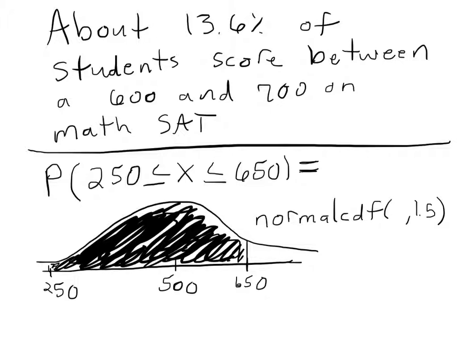So similar logic for that 250, I'm 250 units below the mean, and the standard deviation is 100, so I'm 2.5 standard deviations under the mean, which I'll denote with a negative 2.5, because that means I'm 2.5 standard deviations less than the mean. And I can run that area on the calculator. Normal CDF of negative 2.5, 1.5. So that's going to be 0.927. So approximately 93% of kids score between a 250 and a 650.